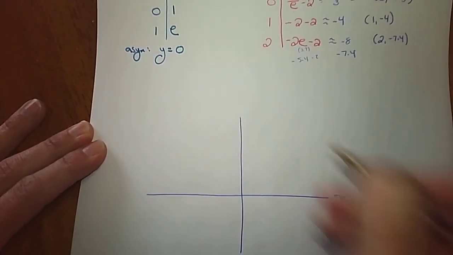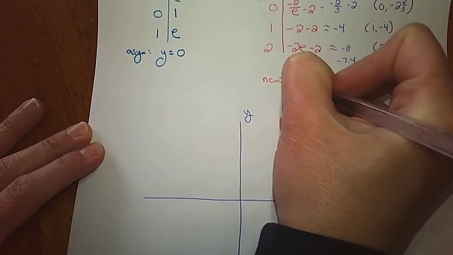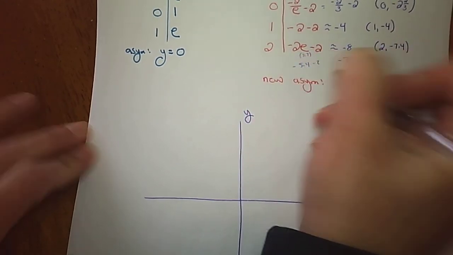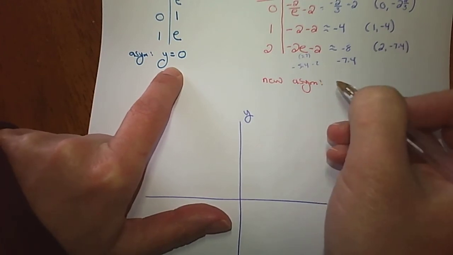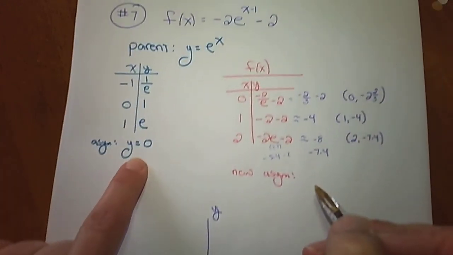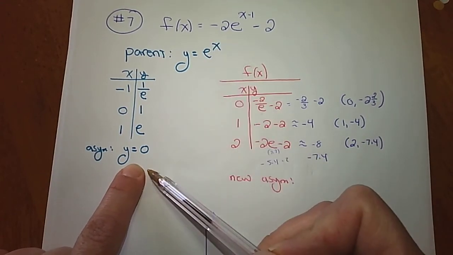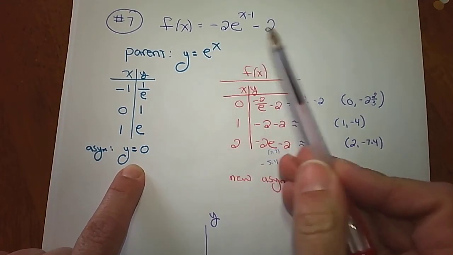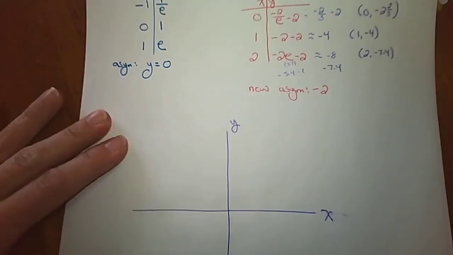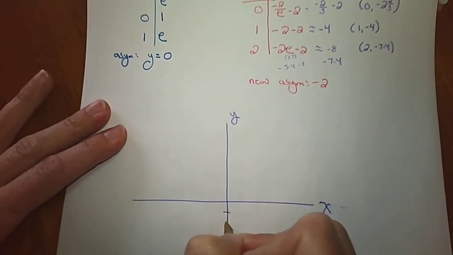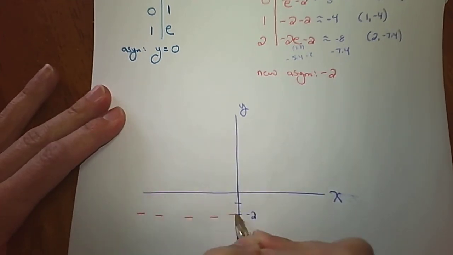Okay. Now, also very important to get is the new asymptote. My original asymptote was y equals 0. So anything in the equation that affected the y is going to affect my asymptote. So negative 2 times 0 is still 0, but then I have to subtract 2. So essentially I'm shifting the graph down 2. So 1, 2, here's negative 2. That's going to be my horizontal asymptote.